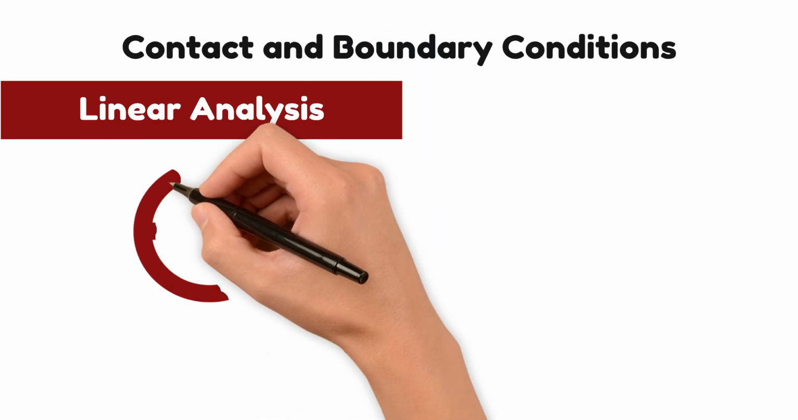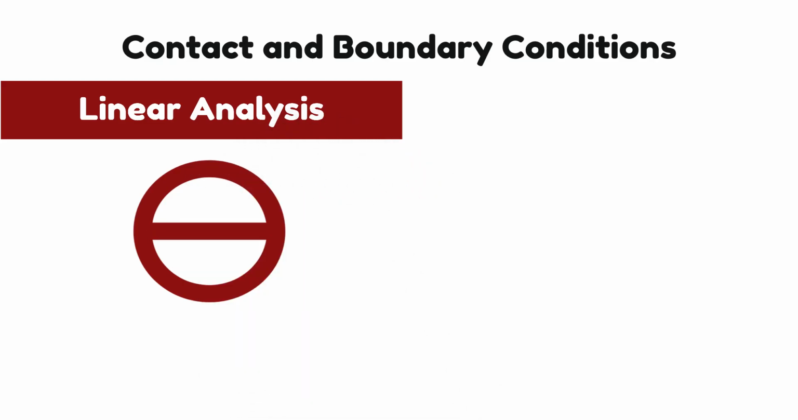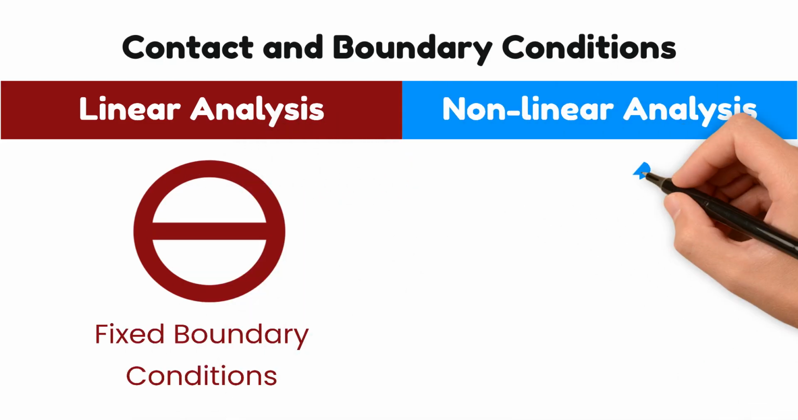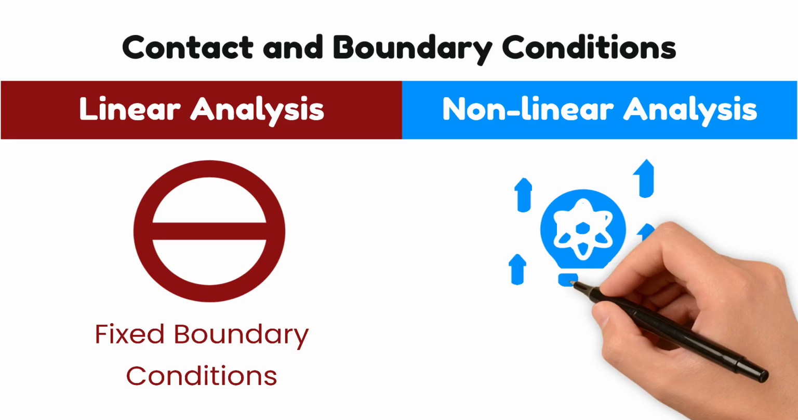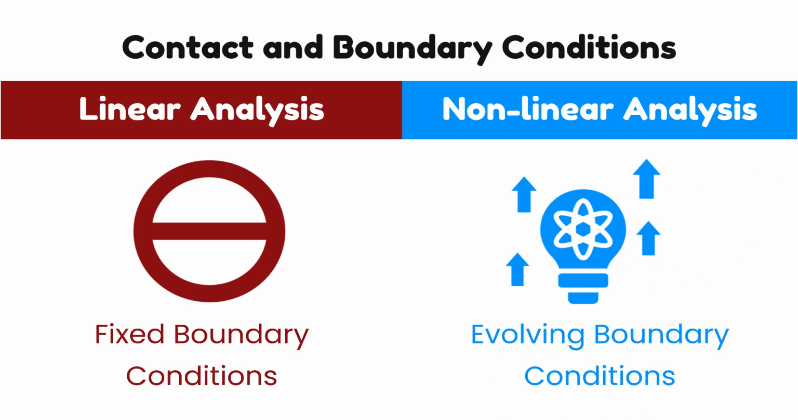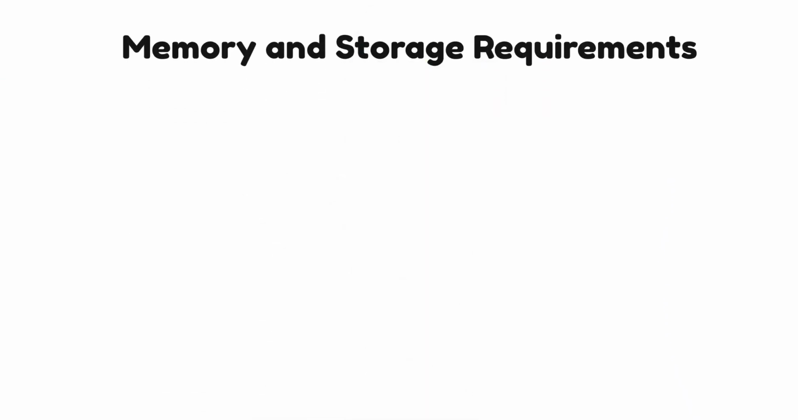In linear analysis, the boundary conditions stay fixed. Supports, contacts, loads never change during the simulation. But in nonlinear analysis, the boundaries can evolve, new contacts can form, existing ones can separate, and constraints can update as the model deforms. Linear analysis is lightweight.